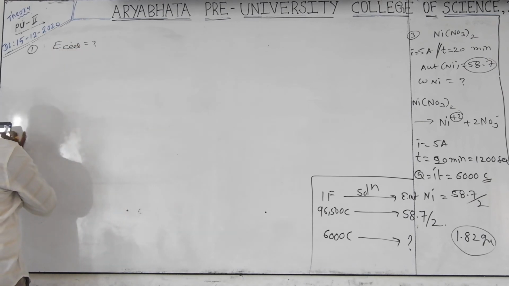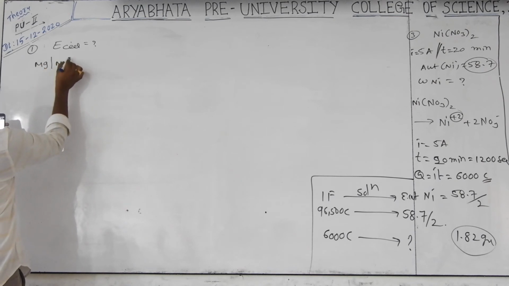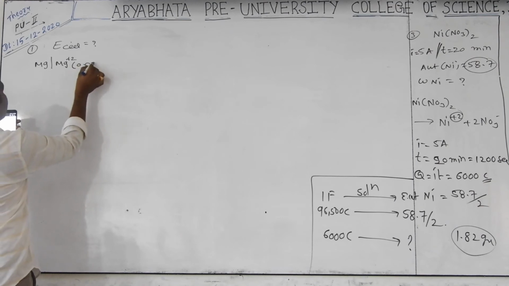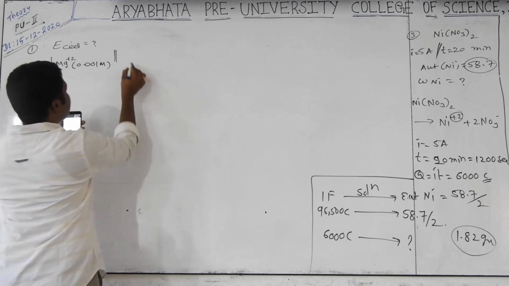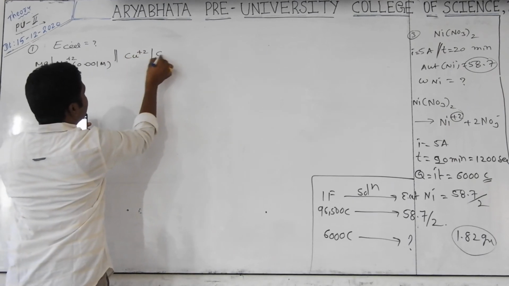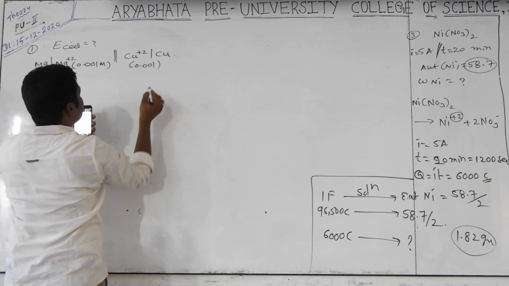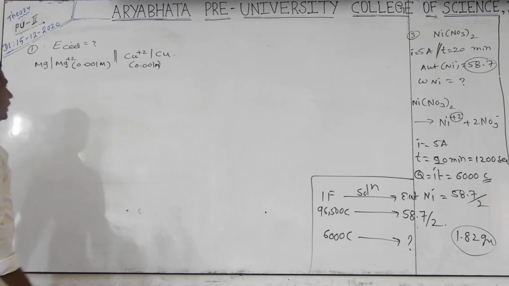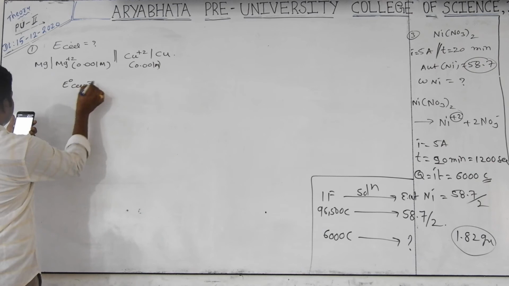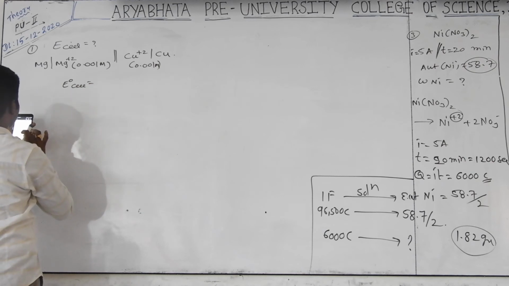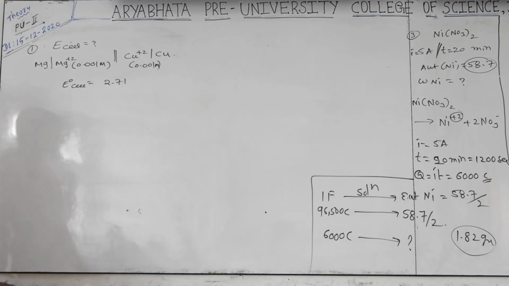And he has given one equation to you. Mg converting into Mg plus 2, concentration is 0.001 molar, salt bridge, and Cu plus 2 into Cu. Cu plus 2 concentration is 0.001 molar. And the standard EMF of this cell is also given. The standard EMF of this cell is given as 2.71. What is the answer?